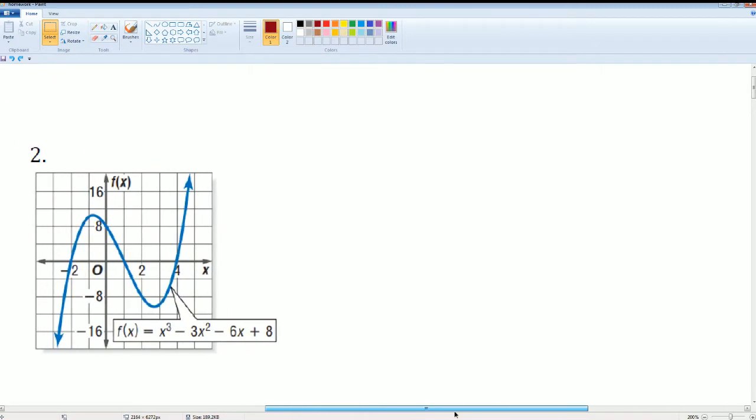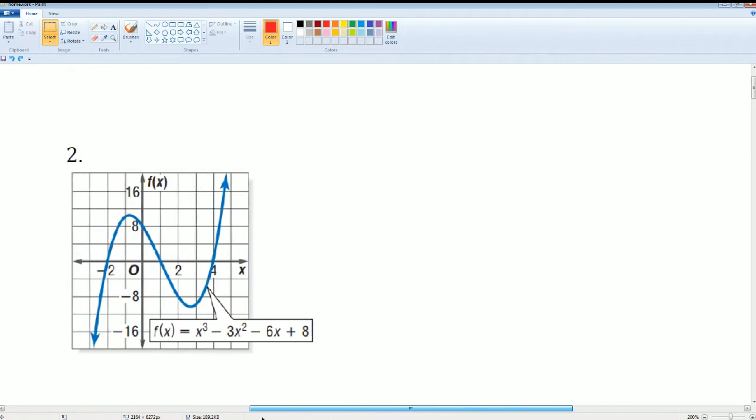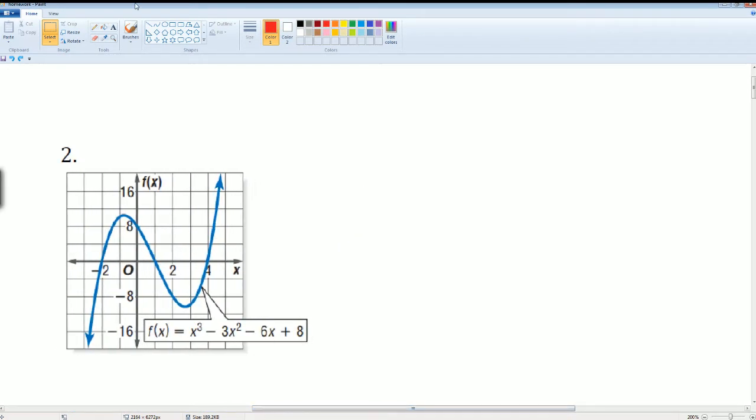All right, so let's take a look here at number 2. What color did I end up using? Red and purple. So the red is the domain. Let's look at the domain. Where's the arrow pointing? We don't look up and down. We look left to right. Remember, the domain is only for your x, so you only look left and right.